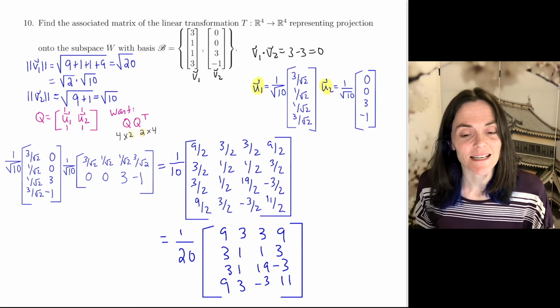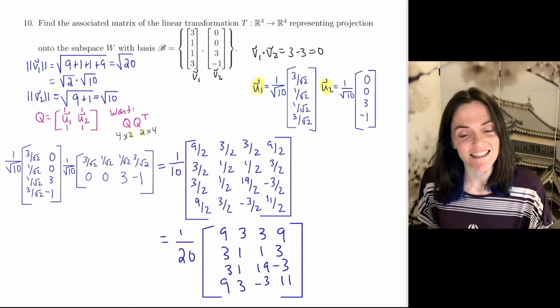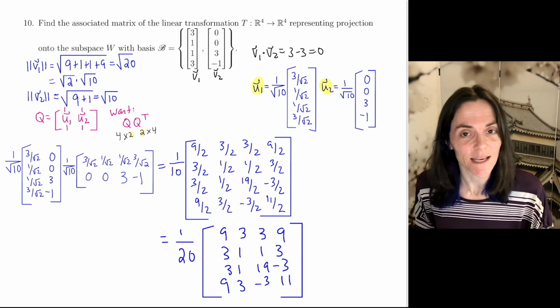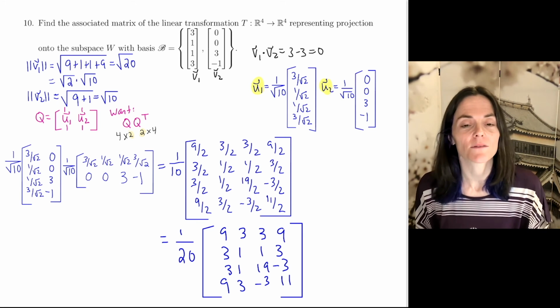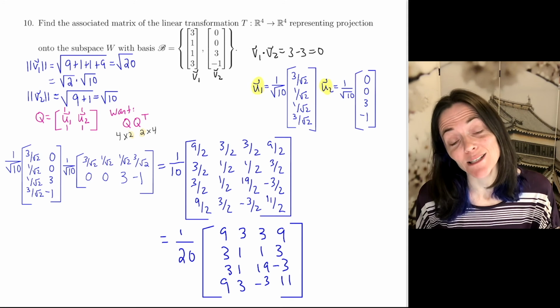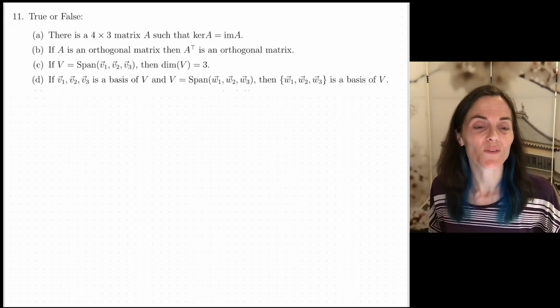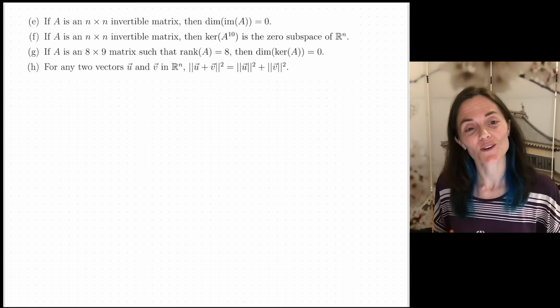So this is our matrix of projection onto this subspace. You'll notice this matrix is symmetric. Necessarily it would be. And we also know, for example, this matrix will have rank 2 as the dimension of my subspace. I have the true false grouped into 2 groups of 4.